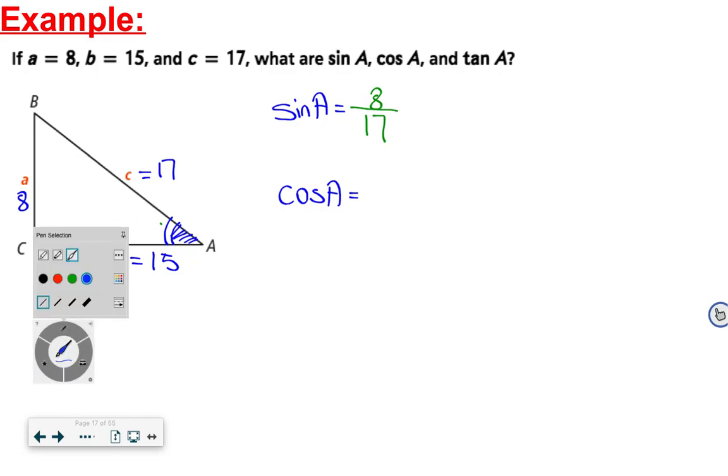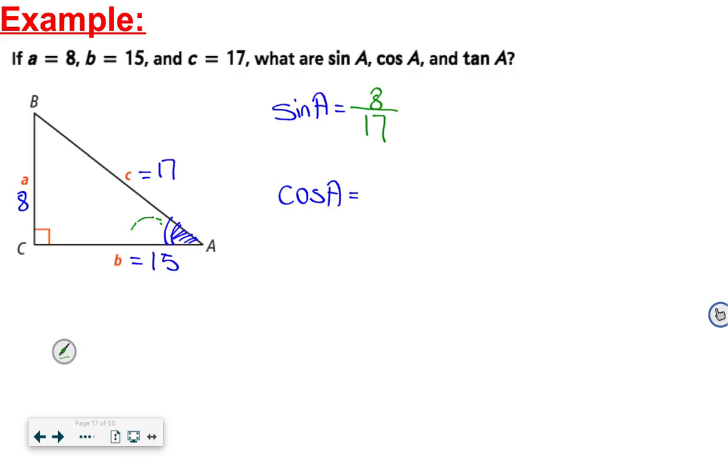Cosine function is adjacent over hypotenuse. Adjacent is 15 over 17, and this is your cosine ratio.